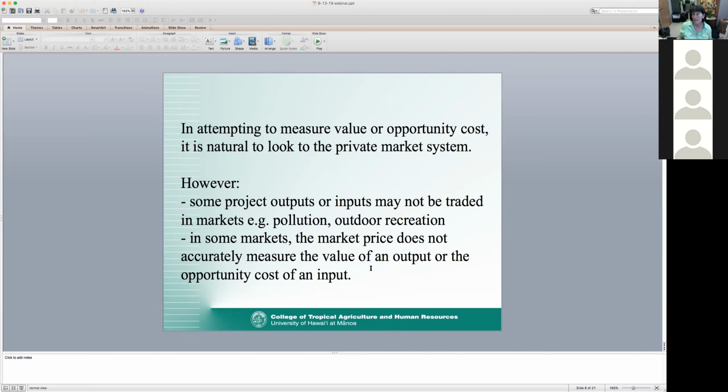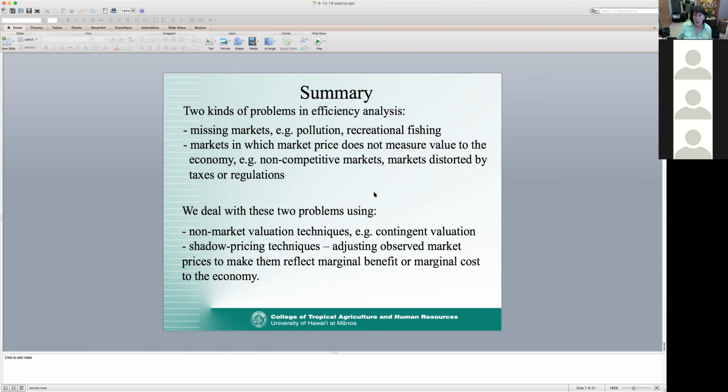But again, what we're really trying to say is we want to value things at what's true and not what may necessarily be going on in a marketplace, because the market price is a problem. So we have to do some investigation before we can determine what the value of an input or output should be. So we've got two types of problems. Either we don't have markets, or we have markets that are not accurately measuring value. Those are our options, right? So that's our problem.